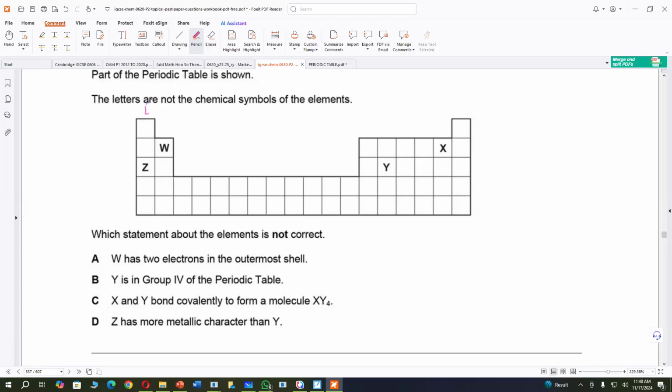This is group 1, this is group 2, and this is group 3. Sorry, this is group 3, 4, 7, and this is group 8. Which statement about the element is not correct? I think it's C.